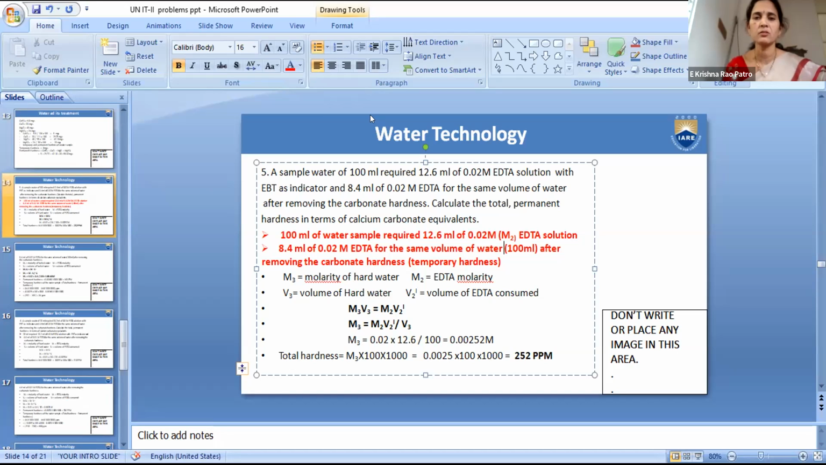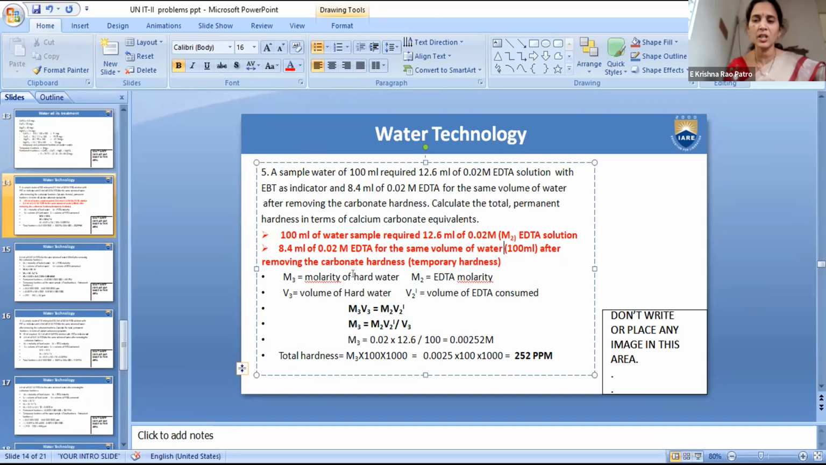After removing the carbonate hardness. Temporary hardness is also known as carbonate hardness. What are the temporary salts? We discussed 6 salts, and temporary salts are only 2: calcium bicarbonate and magnesium bicarbonate. So temporary hardness is also known as carbonate hardness. Clear, students? Everybody understood?